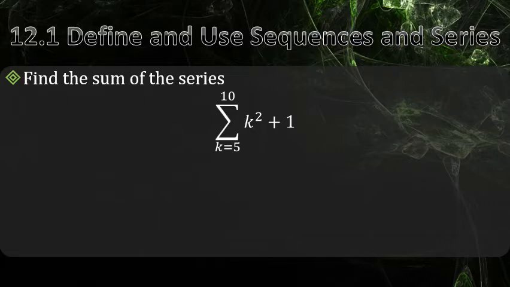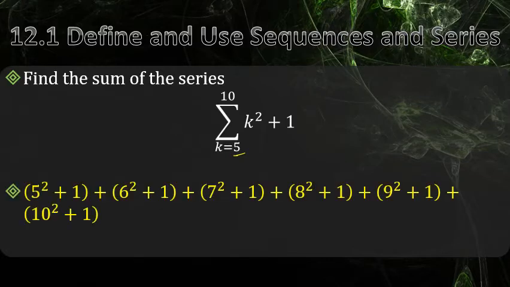Here they use k. Find the sum of the series. Alright, so notice the lower limit is 5. That means I'm going to start by filling in a 5. So I filled in the 5. It's k squared plus 1. So it'll be 5 squared plus 1 plus, and then you do the next number, 6 squared plus 1. And then you do the next number, 7 squared plus 1. Then you do the next number, 8 squared plus 1, and 9 squared plus 1, and 10 squared plus 1. And we stop there because our upper limit is 10. So we filled in the number 10. The upper limit is what number you fill in, not how many terms you've done. So I started at 5, ended at 10.